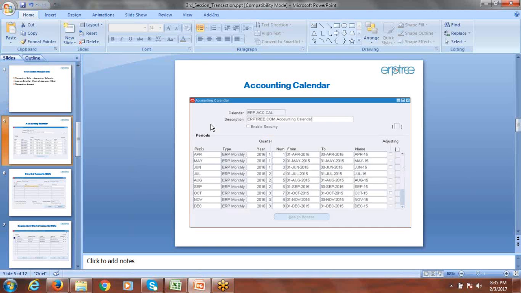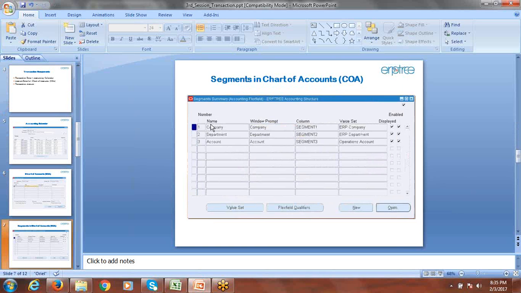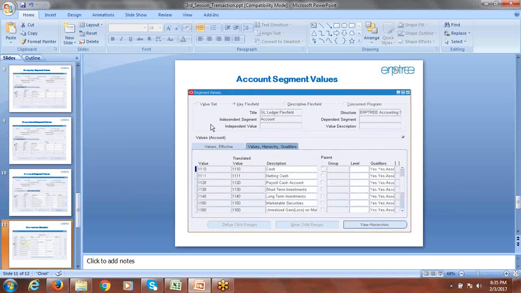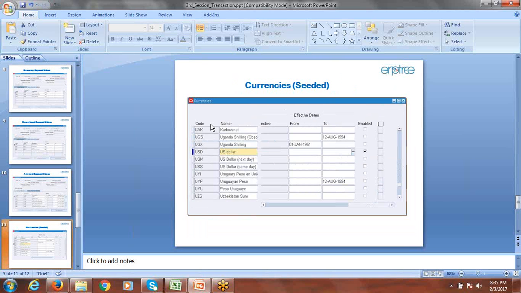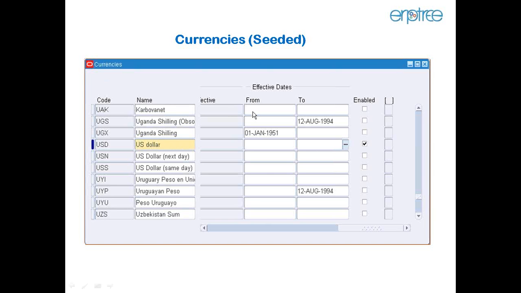this accounting calendar we have to create. The chart of accounts structure means structure, segments, segment values, all we have to create. But when you talk about currencies, whether functional or foreign currency, we need not create them. All currencies are available in the system. So I have given the point that the information available by default in our application we call seeded. What Oracle provides, we call seeded.